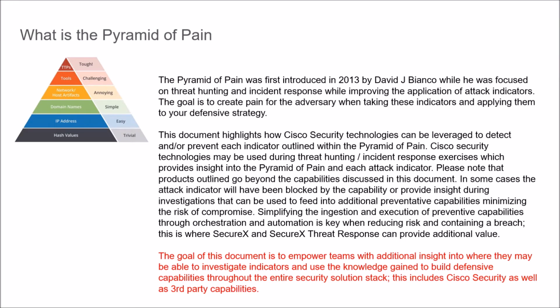Well, that's a wrap, right? Around the pyramid of pain and how Cisco aligns to the indicators. We talked about every single capability that Cisco has, from both a detection and a preventative capability. And the goal ultimately is to make it very difficult for the adversary to be successful, and make sure that we have controls, from trivial, right, all the way up to tough.